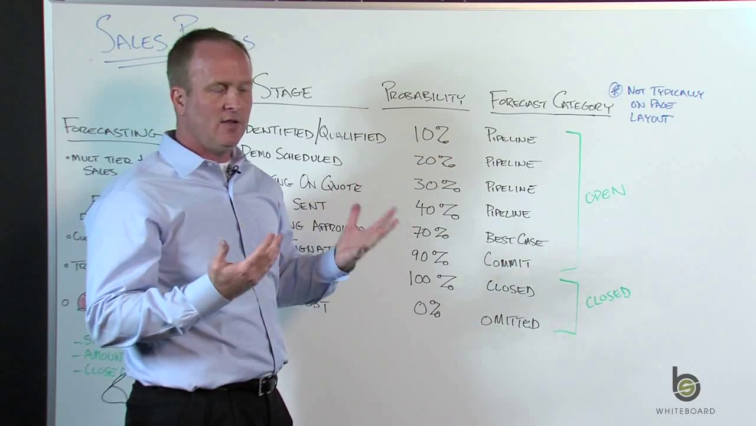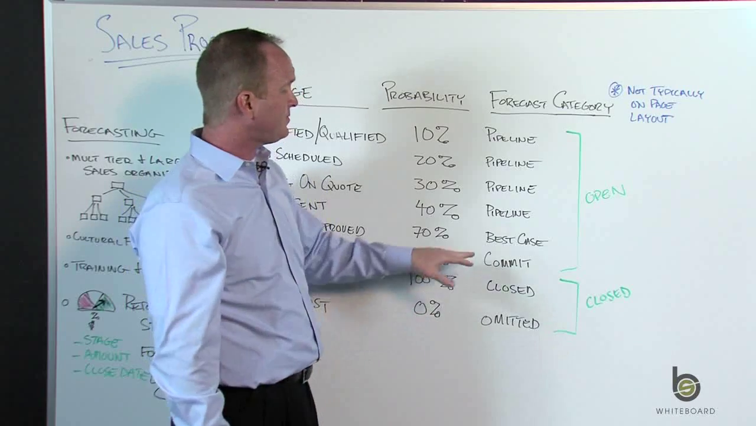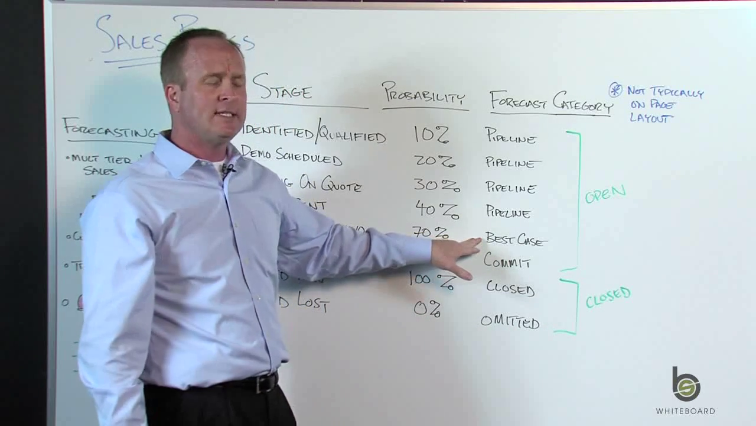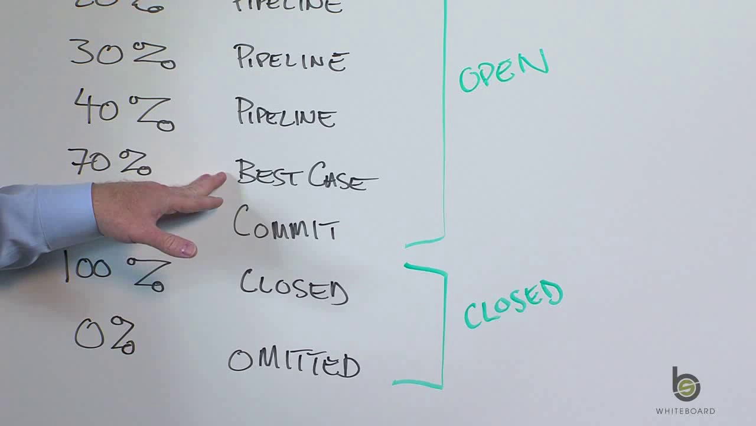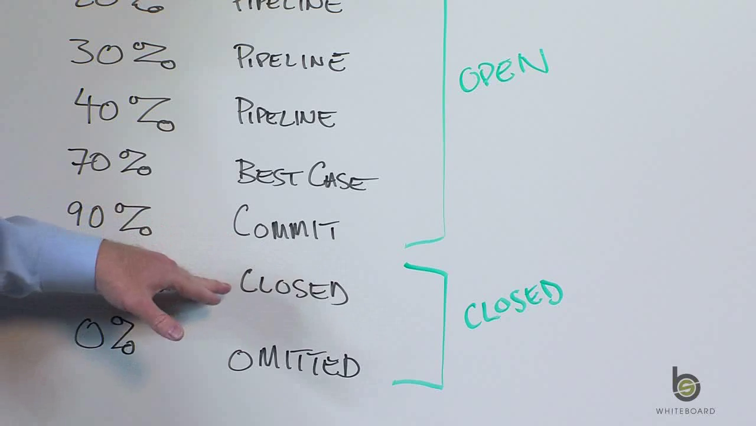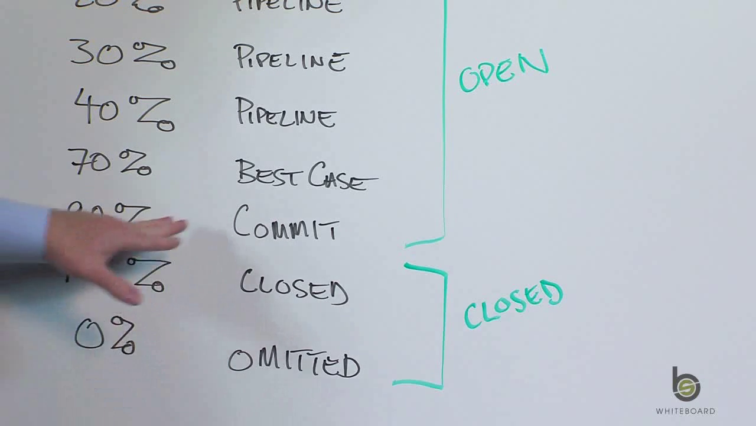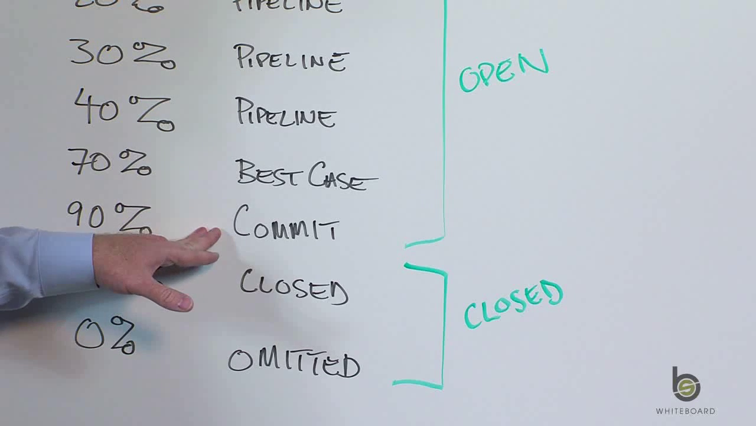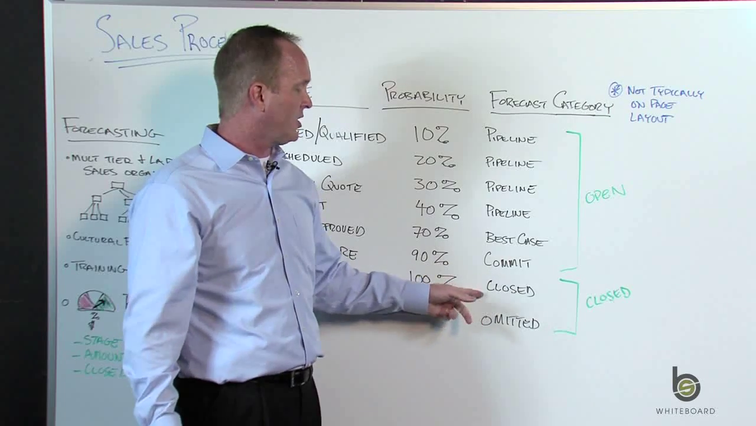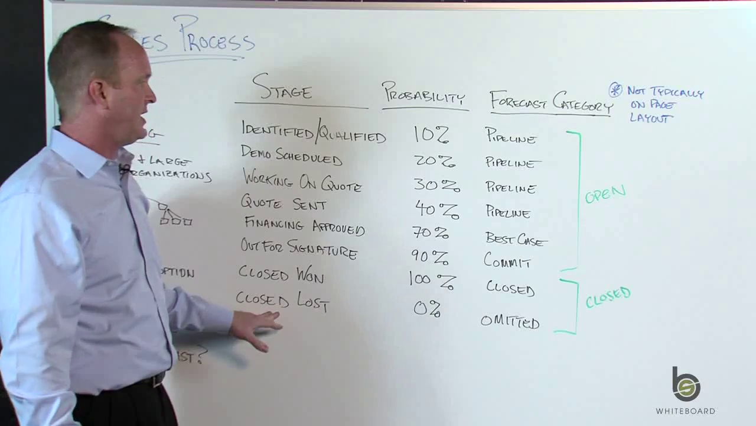Pipeline, it's something that we're tracking, but we're not close to closing it yet. Best case, when I see a stage like that, that basically tells me this is a best case scenario that we're going to win this deal. If all the stars align, it's not that far along in the process, it's not close to closing, but we might be able to close it in this fiscal period. Something that's close to the end of our sales process, we have a forecast category of commit, and then we have closed for our won stage, and then omitted for our lost stage.